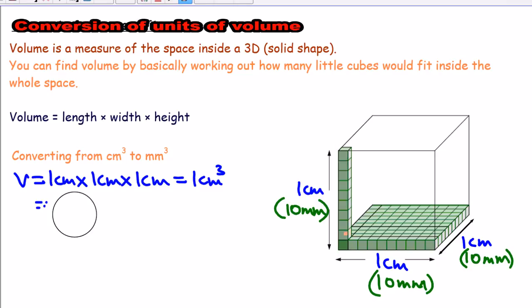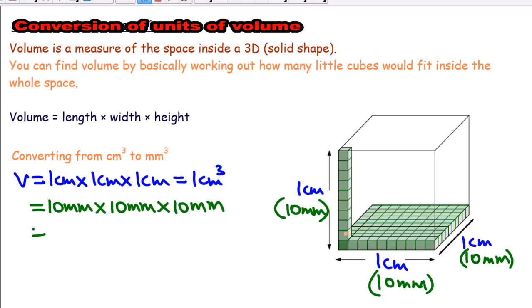Alternatively, suppose you want to find the volume of this shape in terms of millimeters. That will be 10 millimeters multiplied by 10 millimeters multiplied by 10 millimeters, and that will give us 1,000 millimeters cubed, which implies that 1 centimeter cubed is equal to 1,000 millimeters cubed.